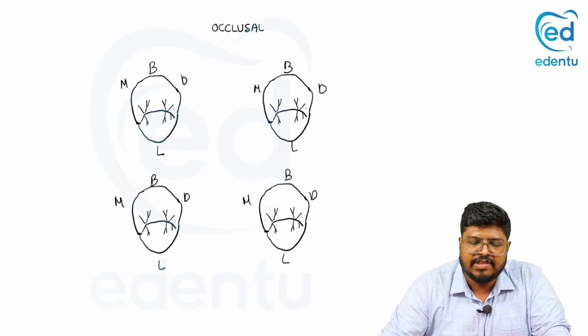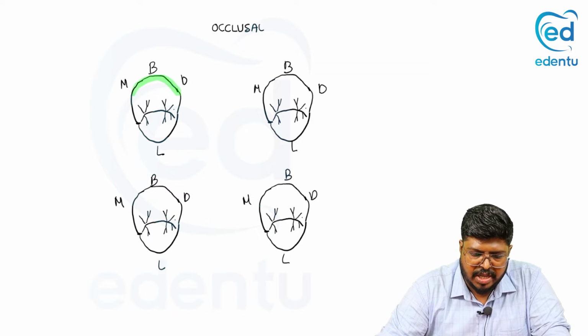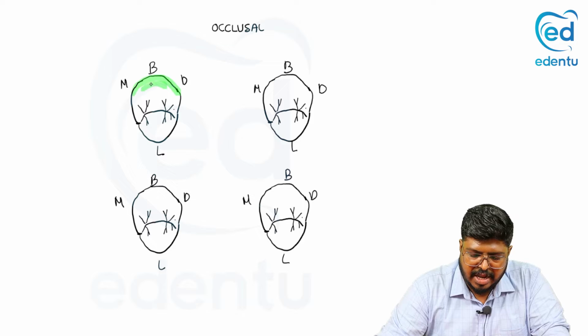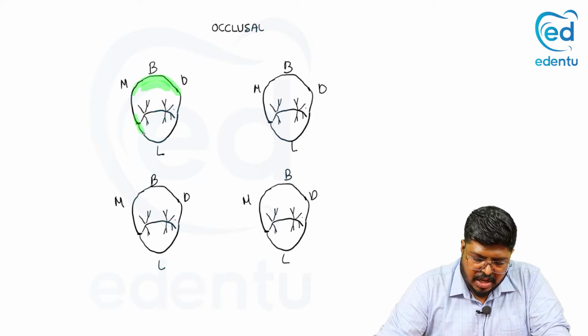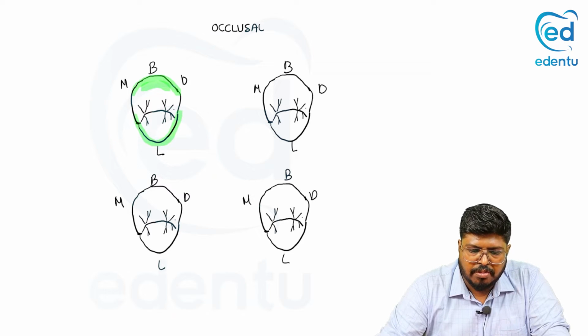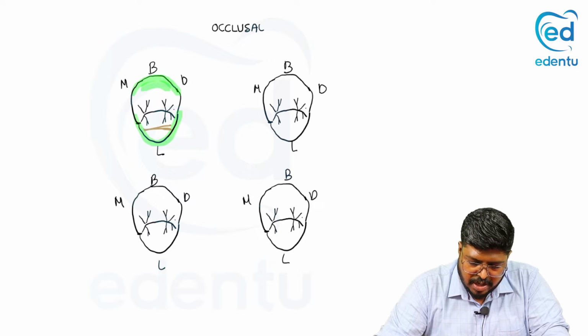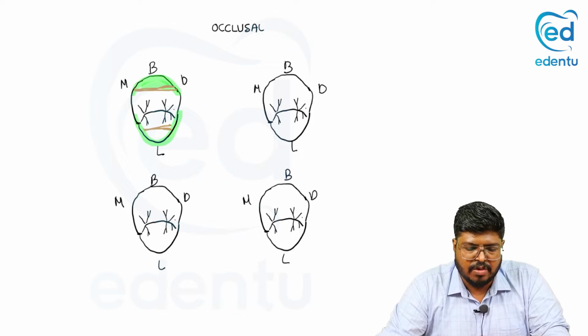The first one is the buccal. The buccal portion is uniformly convex and well described, and this buccal ridge is very well developed over here. The lingual margin is also much more prominently convex, but the length of the lingual is much lesser than that of the buccal outline.